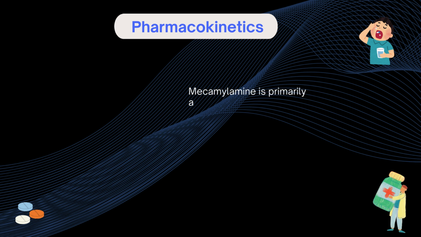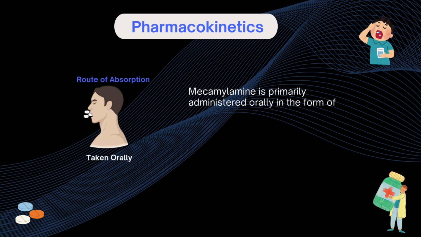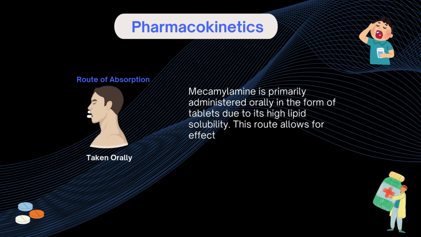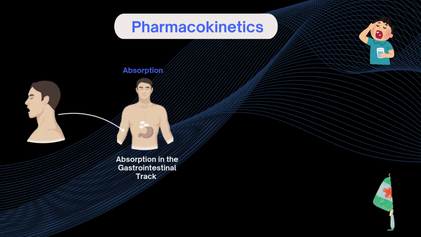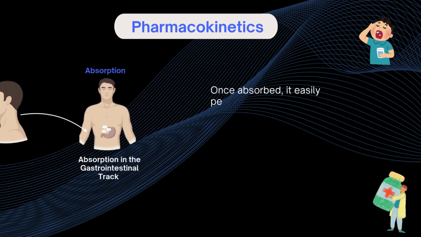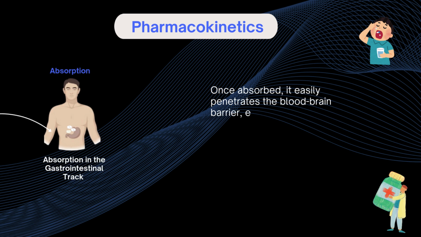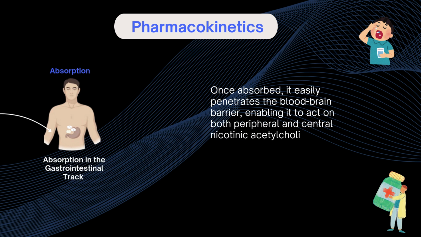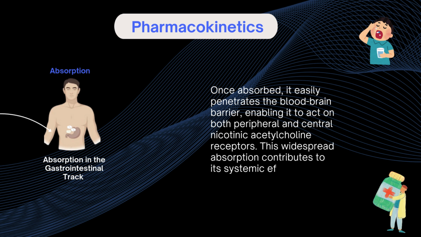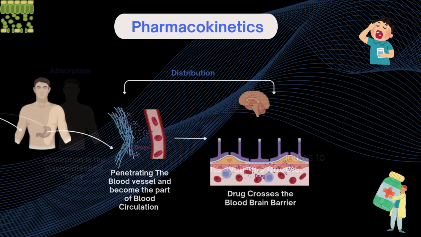Mecamylamine is primarily administered orally in the form of tablets due to its high lipid solubility. This route allows for effective absorption through the gastrointestinal tract. After swallowing the drug, once absorbed, it easily penetrates the blood-brain barrier, enabling it to act on both peripheral and central nicotinic acetylcholine receptors. This widespread absorption contributes to its systemic effects.